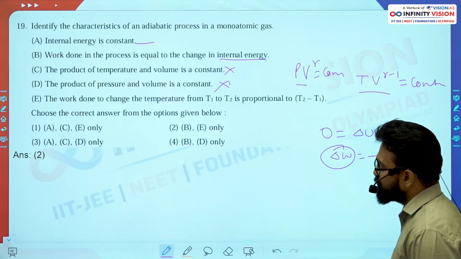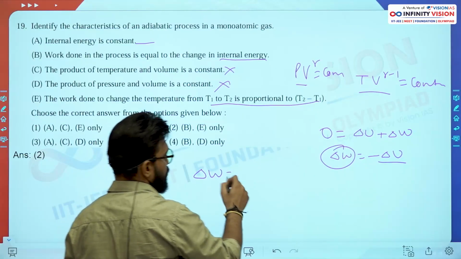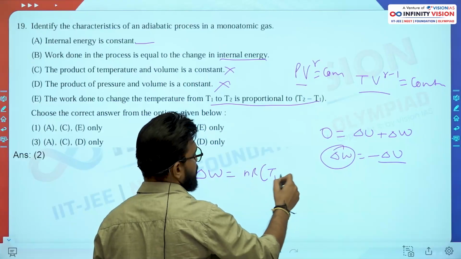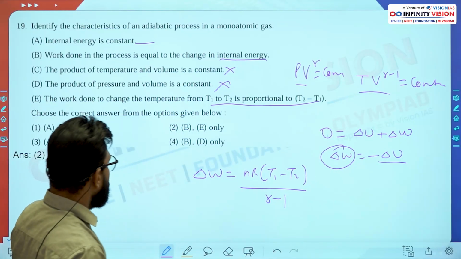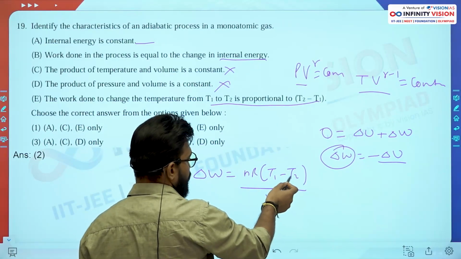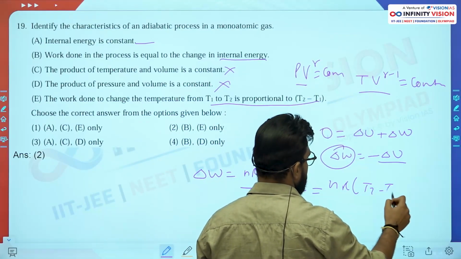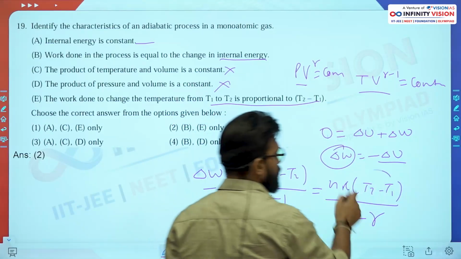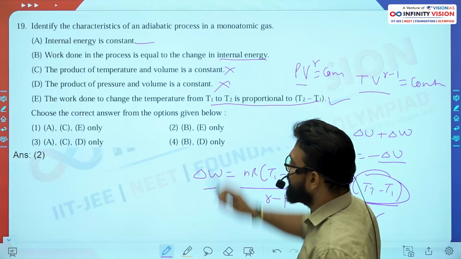The work done to change the temperature from T1 to T2 is proportional to T1, T2. The work done is already given by nR (T1 minus T2) divided by gamma minus 1. Again, it can be proportional to T2 minus T1. That means it would be equivalent to, if it is negative, nR (T2 minus T1) divided by 1 minus gamma. Then we can say that it is proportional to this. So this can be true, and that means E can be true.